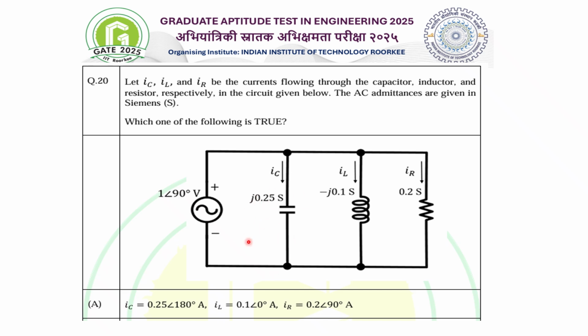Anyway, we are going to find the current passing through the capacitor, the inductor and the resistor. Now voltage is given and admittance is given, and you have to find the current. So use simple things. We are going to use Ohm's law, that is V is equal to IR, and we can find it. That's very simple. As per the answer key provided by IIT Roorkee, your answer will be option A, that is the values of IC, IL and IR.